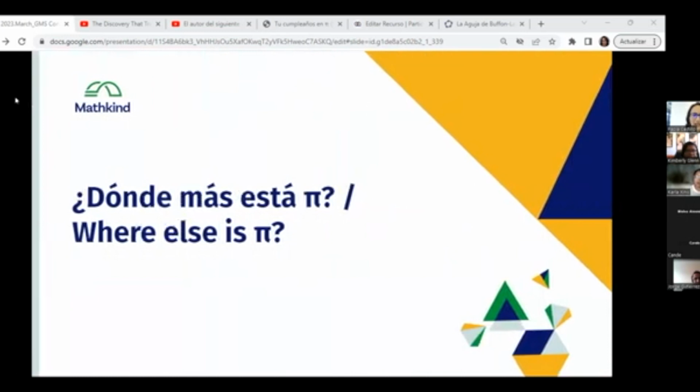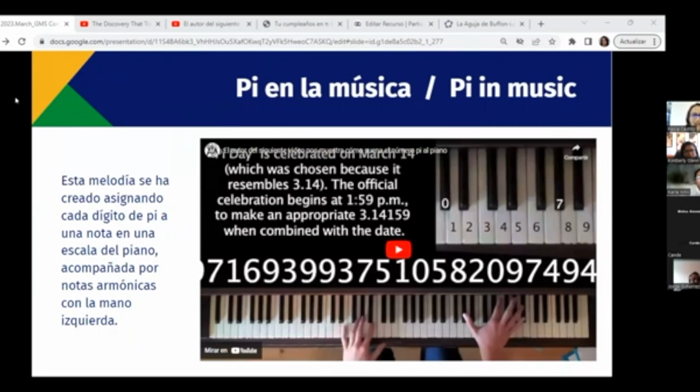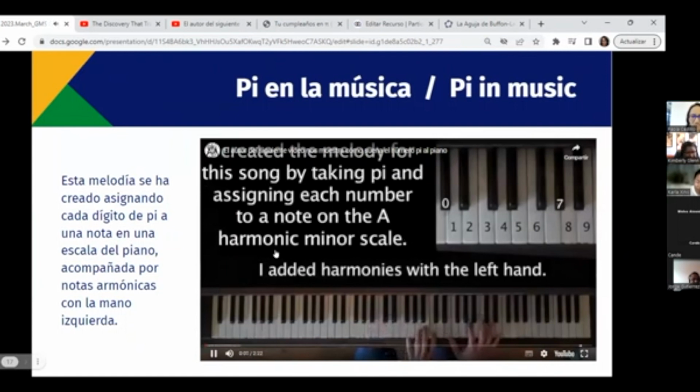Where else is pi? Besides the circumference, we know that where there's a circumference, there's pi. Where else is there pi? It's always in music, also in music. The video is there. I'm going to play it for 2 seconds.